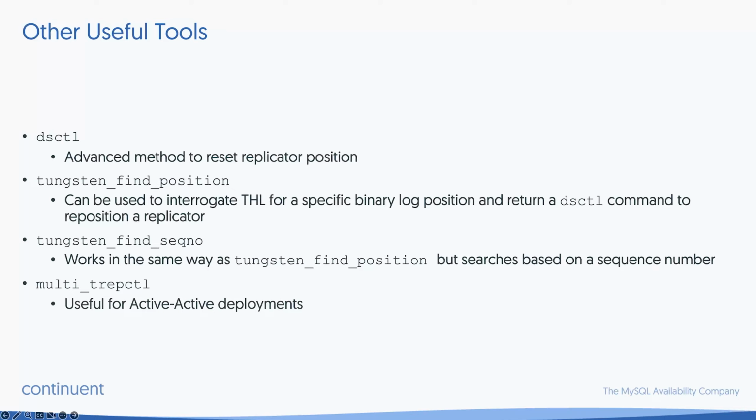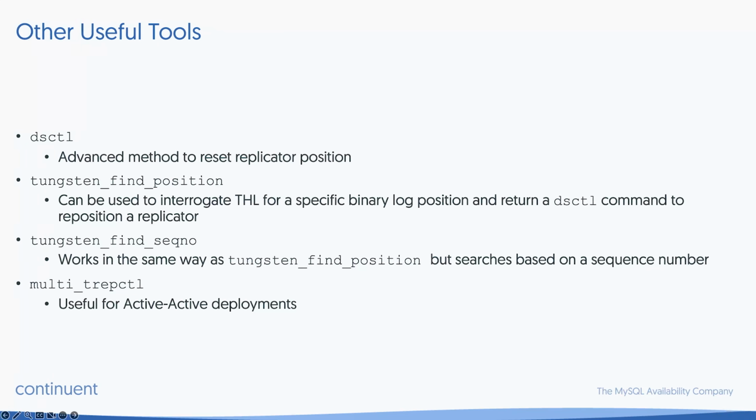Multi-trepctl. I'm not running an active-active deployment in my demo, so there's no point me showing you this. But if you're running active-active deployments, it will give you a tabular view of all of the replicators across the entire topology and their various sequence number positions. And it's a good way of seeing what is the state of my entire replicator set.